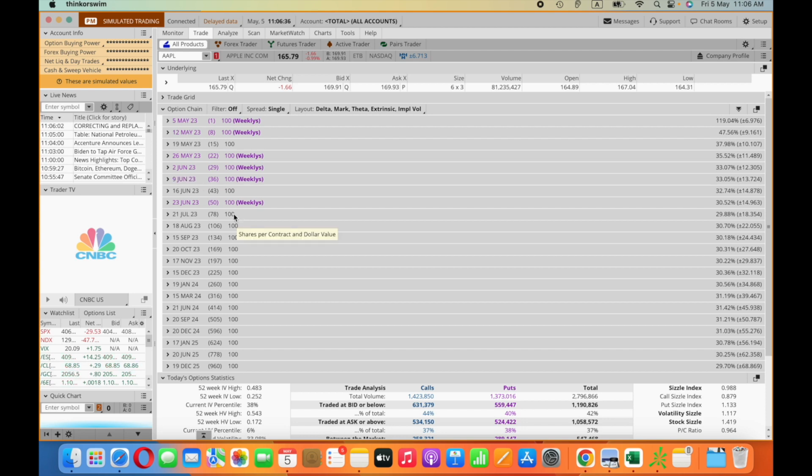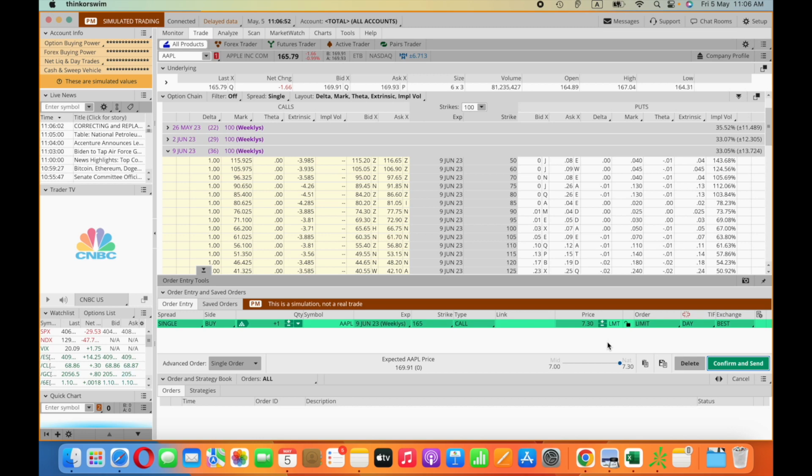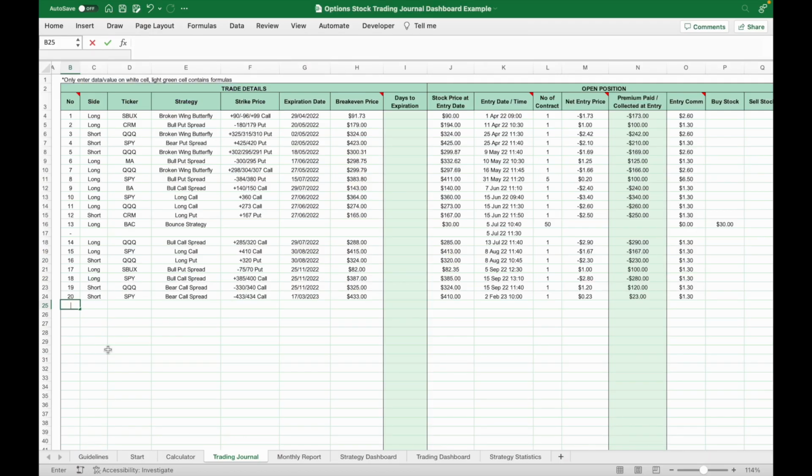Then I select the expiration date of the option chains that I wish to trade. For example, I buy a single call option which is expiring on the 9th of June and the cost is around $7.30 for this trade. On the spreadsheet, first input your trade number in numerical value, then select the side from the drop-down list, then input the stock ticker, then select the strategy from the drop-down list. I am using the long call strategy for this Apple stock. Then input your strike price for this stock, buying 165 Apple call option, expiring on the 9th of June.